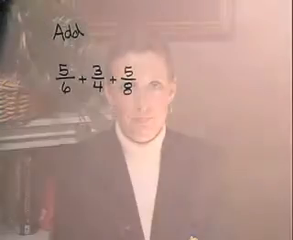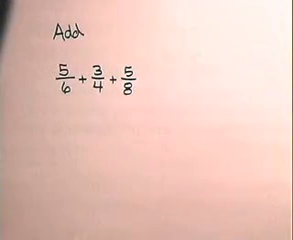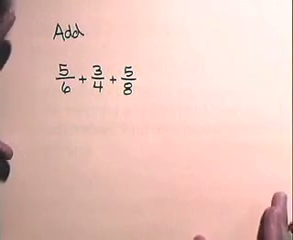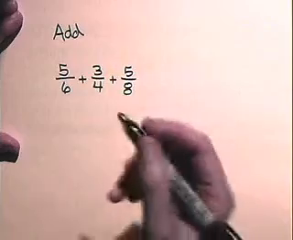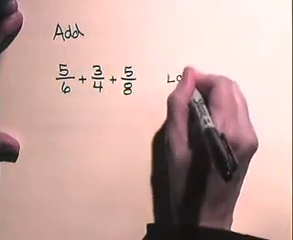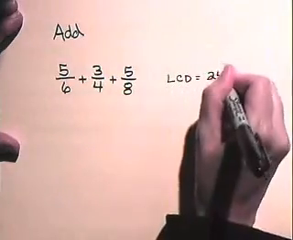Now we will do an exercise and an application problem involving addition and subtraction of fractions. Let's add the following fractions, 5/6 plus 3/4 plus 5/8. In order to add these fractions, we need to find the least common denominator and rewrite each fraction using that denominator. The least common denominator here is 24.